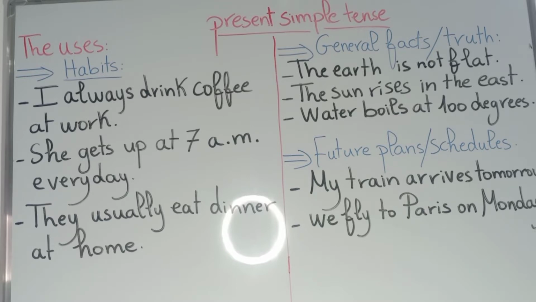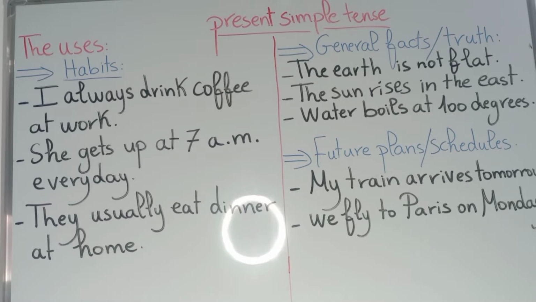Now let's move on to the last one. They usually eat dinner at home. Okay, usually it's like most of the time. So this is a habit for them. They eat dinner at home. Okay, it's a habit for them.